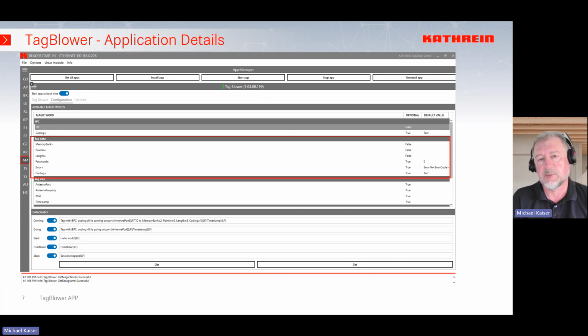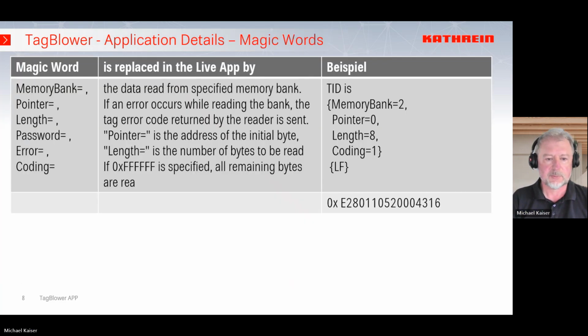We have a pointer. This means from which starting point we start the reading, and we have a length, how many bytes, how much data we read. You can set passwords to get access for a scrambled memory bank. We have the possibility to retransmit errors. If you have an access and, for example, the password is incorrect, you get a reply on this and you can see this. And again, here we have also the possibility to set the coding.